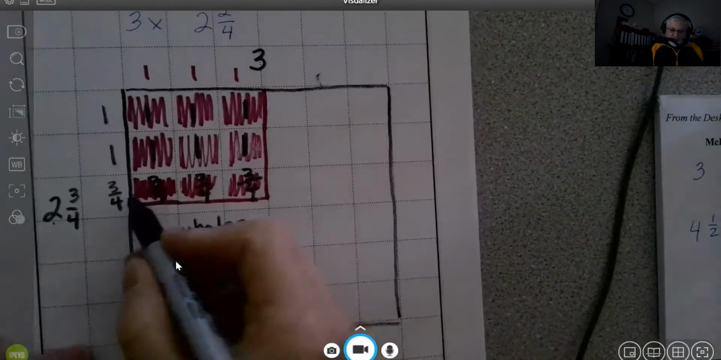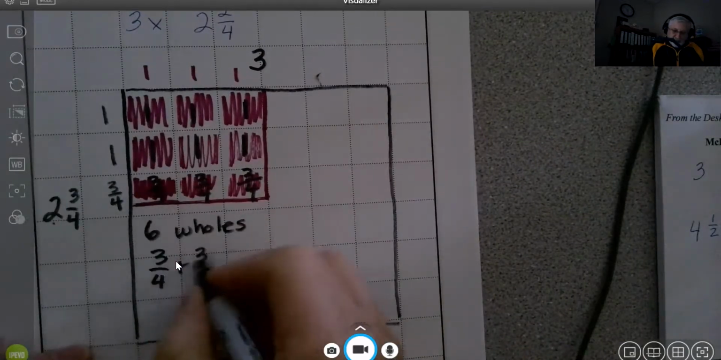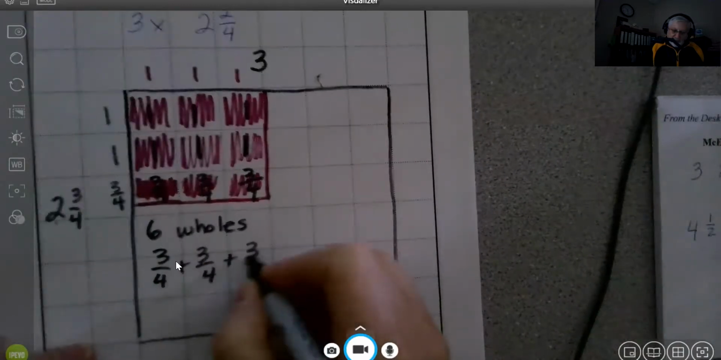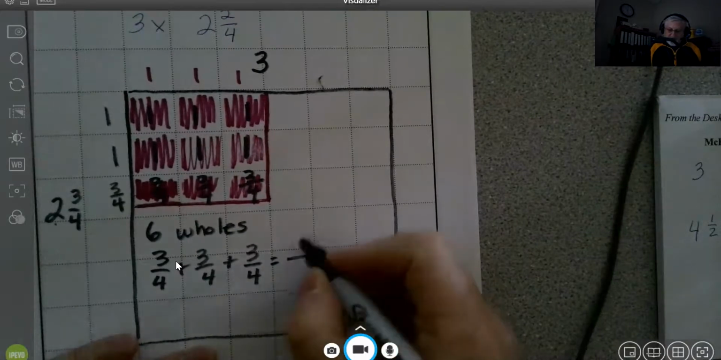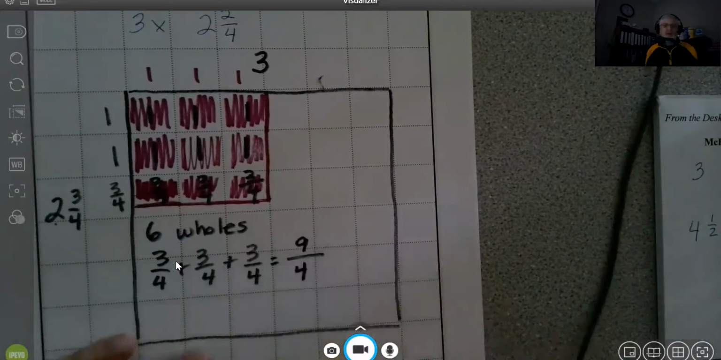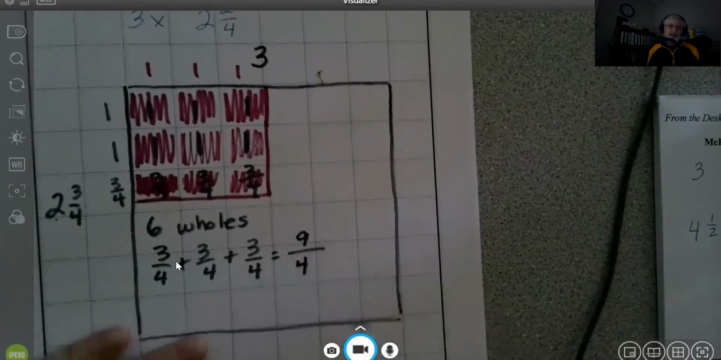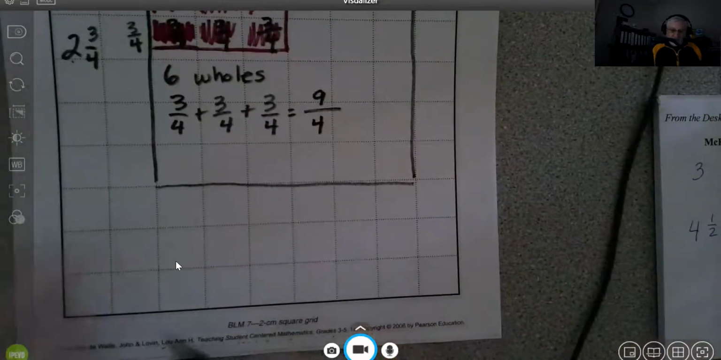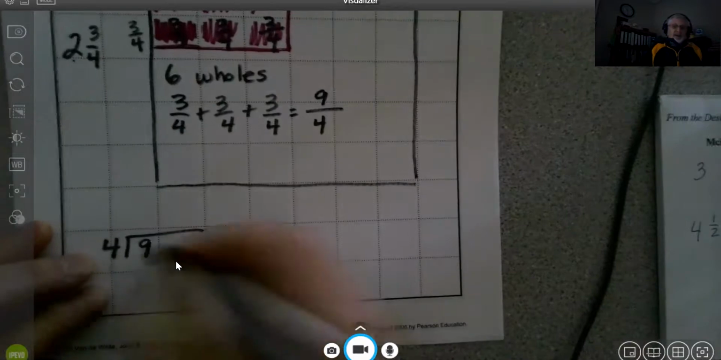And then I have 3 3/4. So I'm going to count 3/4 plus 3/4 plus 3/4. So I only count my numerator, so that would give me 9/4. Okay. So I have 6 wholes and 9/4. Well, now I have to take my 9/4, and it's an improper fraction, and I want to create a mixed number. So I divide 4 into 9.